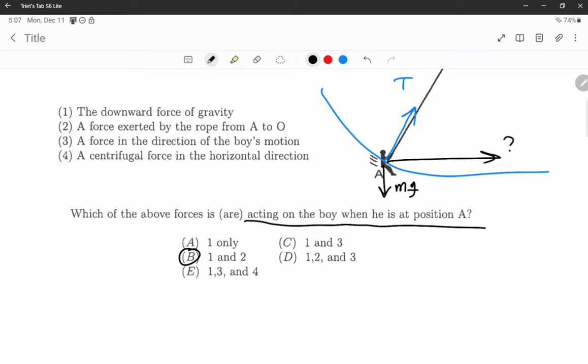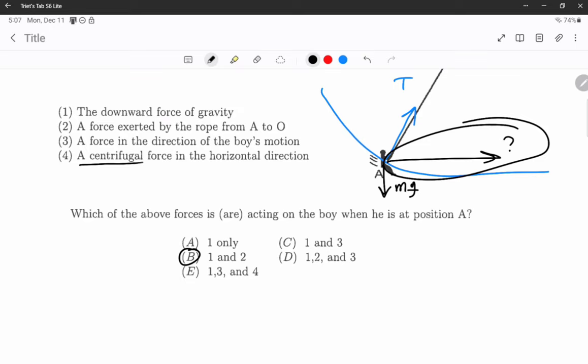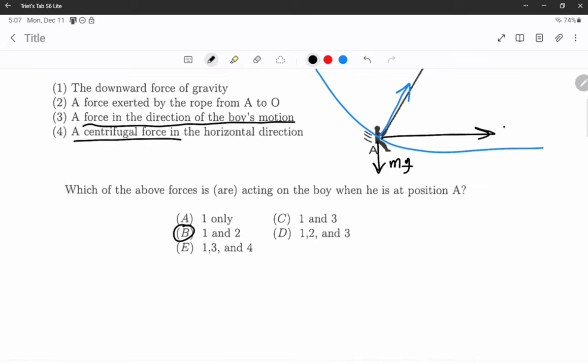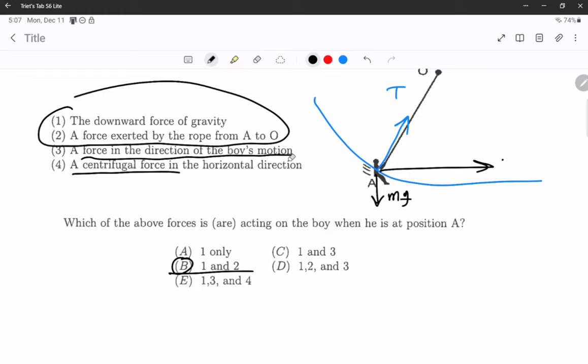So obviously, there's only the gravitational force and the tension force. Three and four: the centripetal force is a net force, right? So that doesn't count. And the force in the direction of the person, I don't know what that is. Maybe with accelerating, the net force has some component in that direction, the tangential acceleration. That's the net force. It's not a fundamental force acting on the body. Thus, my answer is B, only one and two. So we have the gravitational force, and we have the tension force.